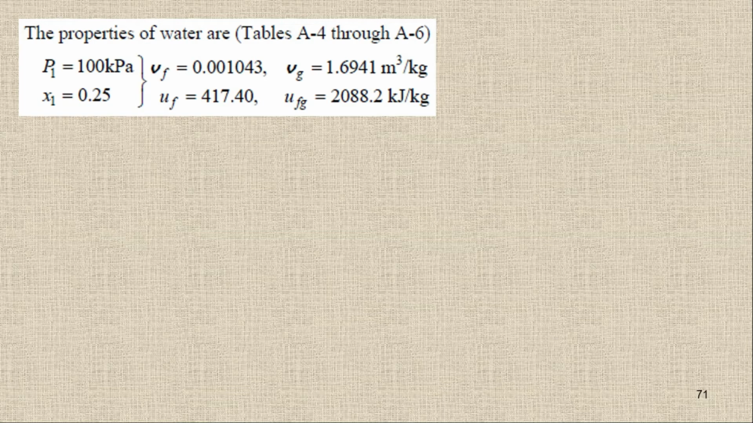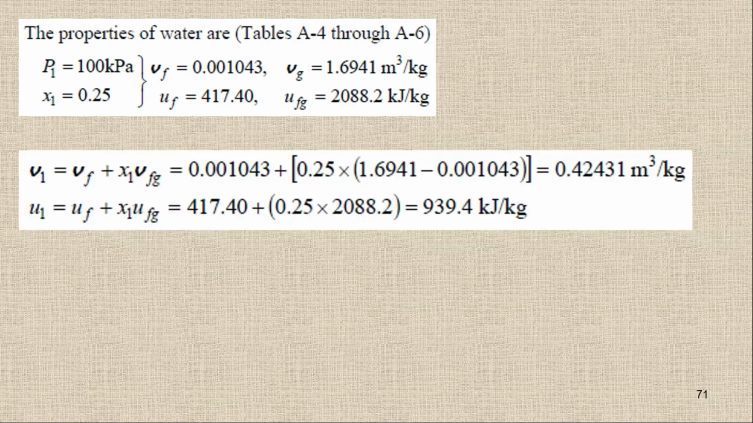So when we have VF and VG and the X value is given, then we can use the formula and find the volume at point number 1. It will be simply VF plus X VFG. I know VF is 0.001043, plus we have the X value of 0.25, and then we have VFG, which is simply VG minus VF. This is the difference between VG and VF, and we multiply it with the X value and then add VF, and in this way you will get the volume at point number 1. So this is the specific volume at point number 1.